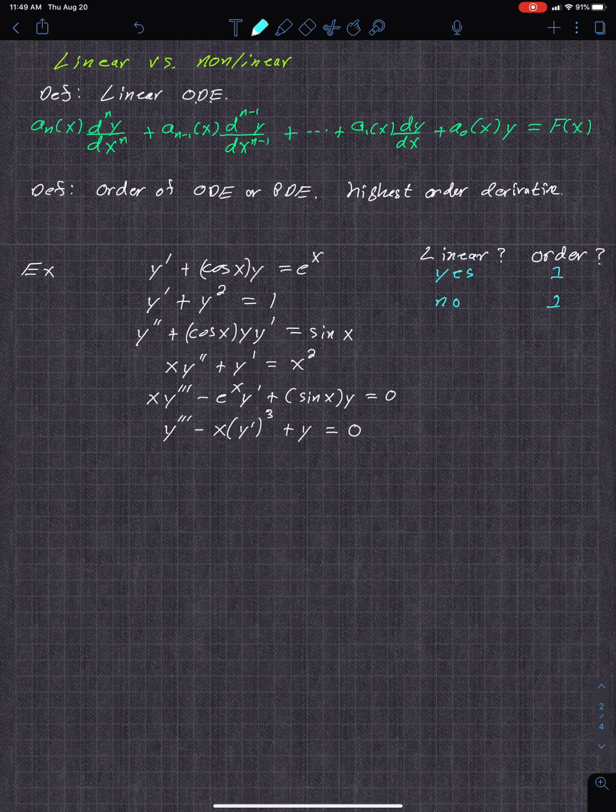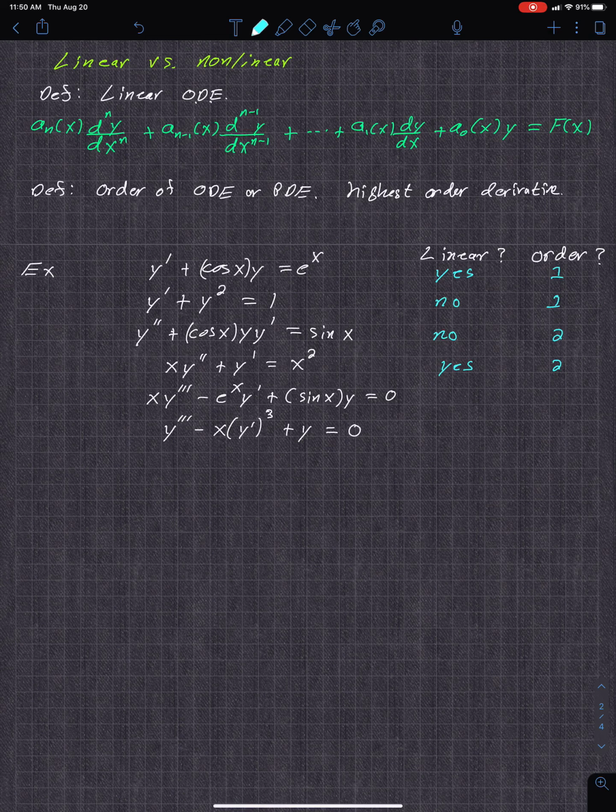Next one, is that one linear? The answer is no, because you have a y and a y prime right there. The cosine x and sine x don't matter, that's with respect to x. The order is 2. And the next one, is this one linear? This one has a double prime and then a prime. Yes, this one is linear, and the order is 2.